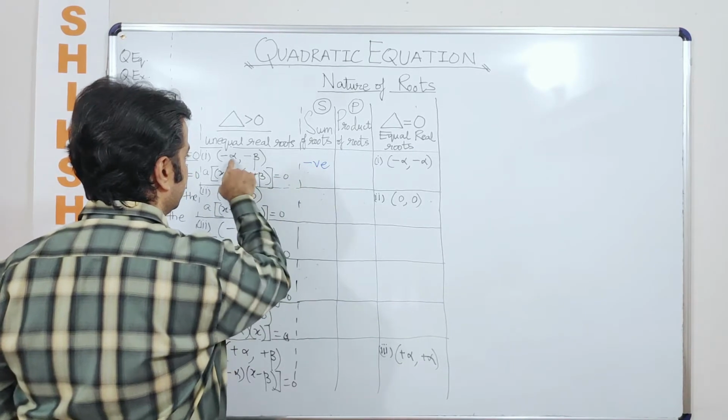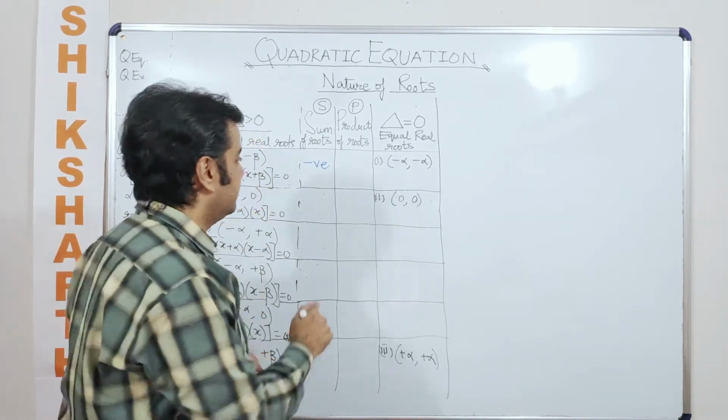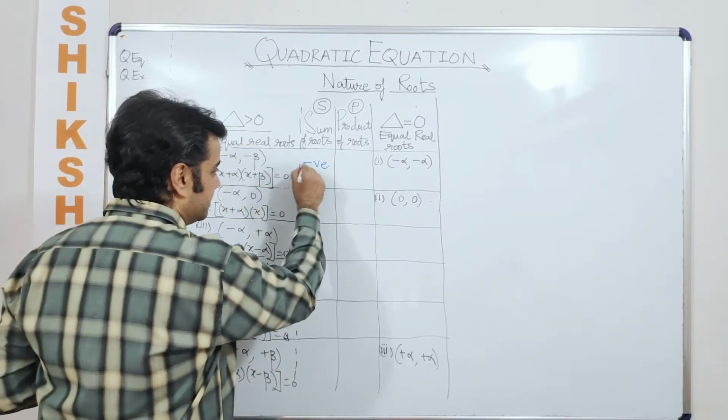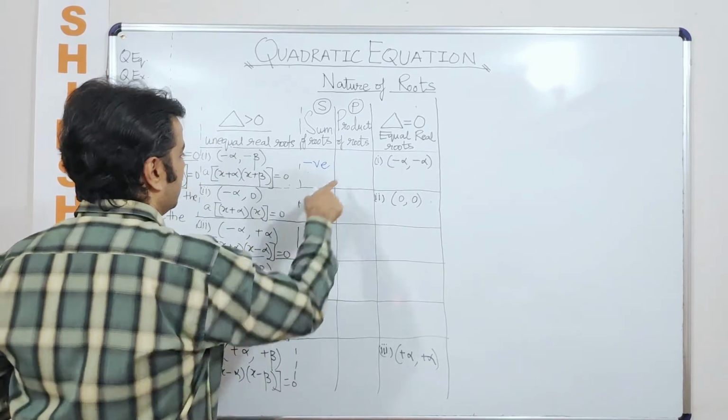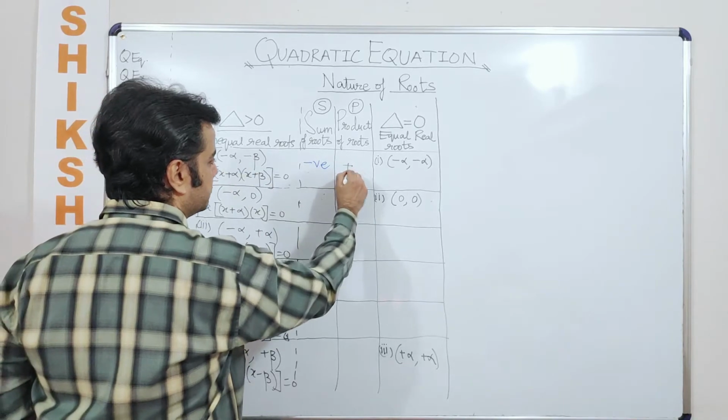For example, if you take it as minus 1 and minus 2, in that case the sum comes out to be minus 3, which is negative. This is negative. Okay, what about the product? So minus 1 into minus 2, the product becomes positive.